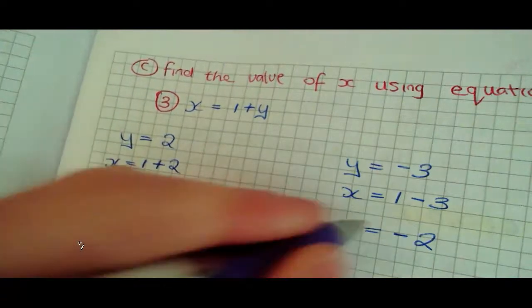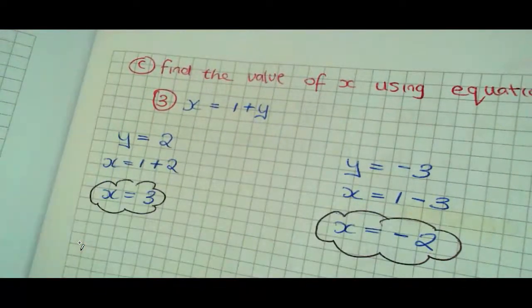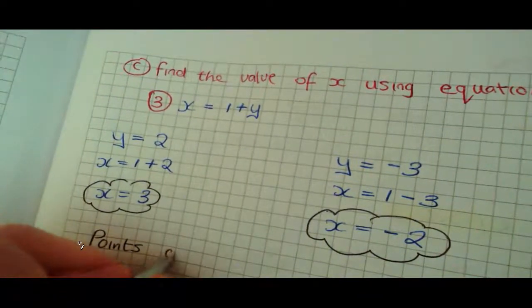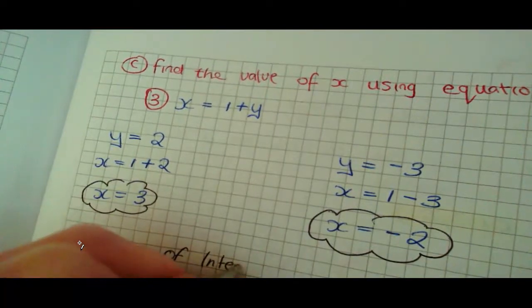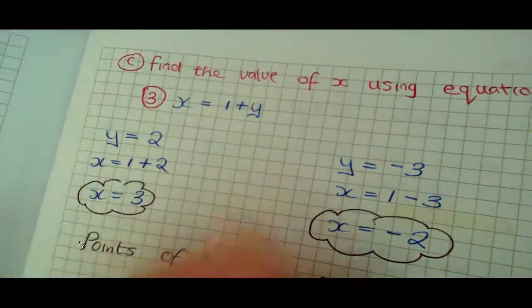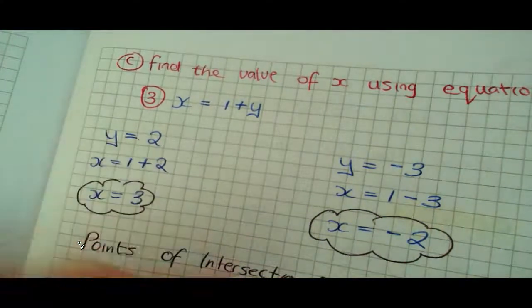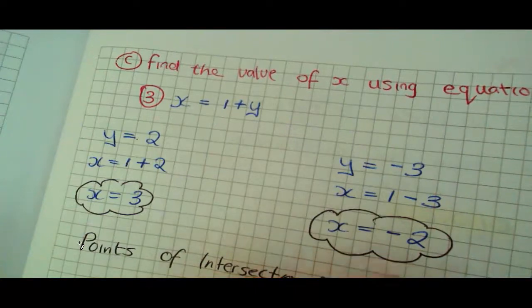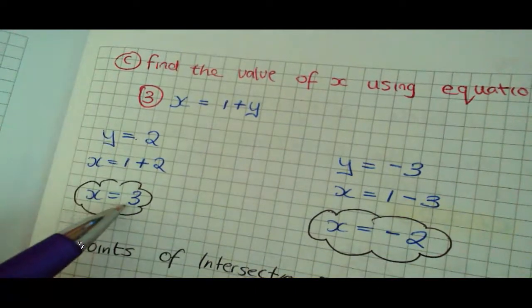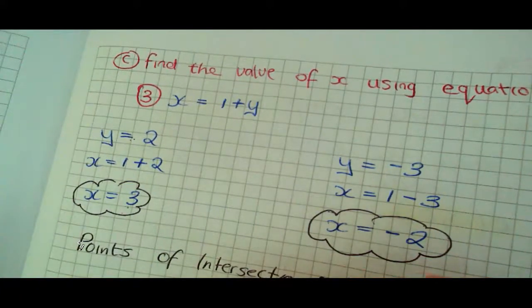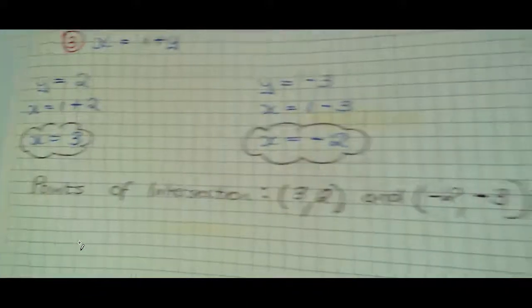So I can say then that the point of intersection, or points, because there's 2 points, are when x is equal to 3, y is equal to 2. So these two have to match together, because when x is equal to 3, y is equal to 2. So these two have to go together, okay? And when x is equal to minus 2, y is equal to minus 3. Okay?